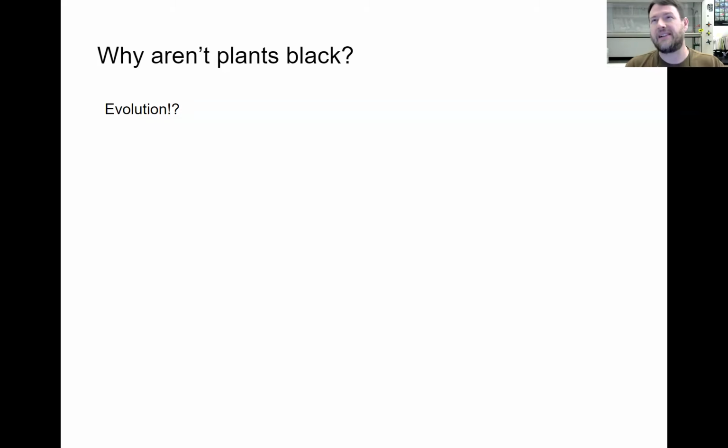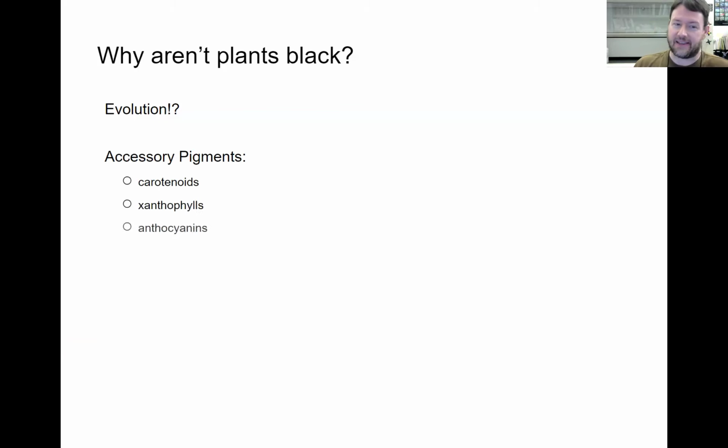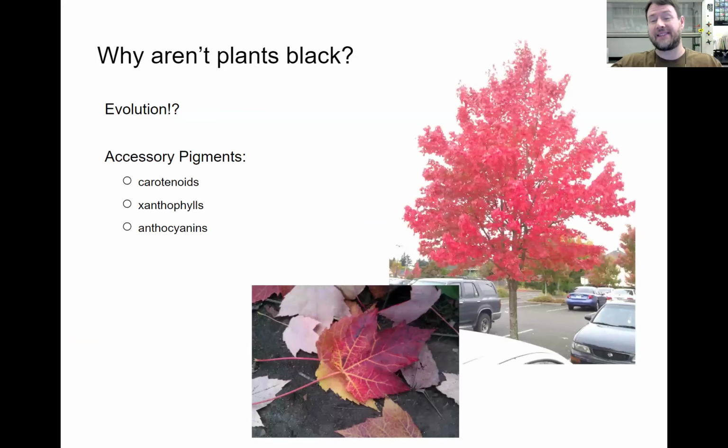The other answer is, well, actually plants can capture other colors of light, just not as well as they can capture red and green. So there are some accessory pigments like carotenoids and xanthophylls and anthocyanins. You don't need to remember those words, but basically these are the ones that turn pretty colors in the fall. The reds and oranges and purples. These accessory pigments, there aren't as many, but they can extend the range of light that plants are able to capture. So a lot of those are also embedded in the thylakoids of a chloroplast.